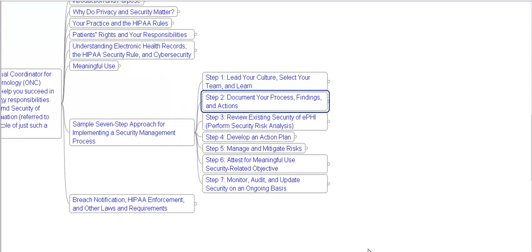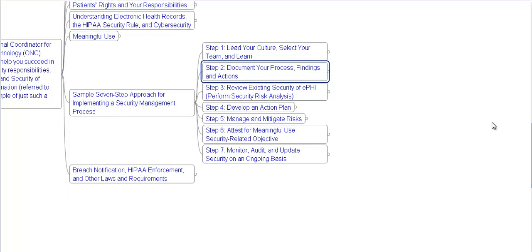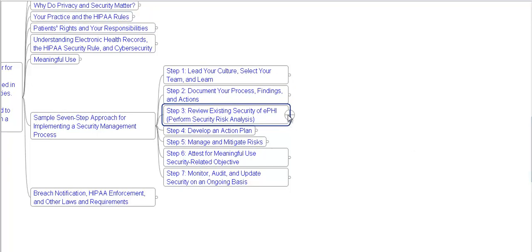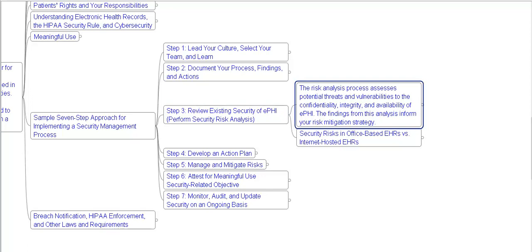Now we'll see the third step. Review existing security of ePHI and perform a security risk analysis. The risk analysis process assesses potential threats and vulnerabilities to the confidentiality, integrity, and availability of ePHI. The findings from this analysis inform your risk mitigation strategy.